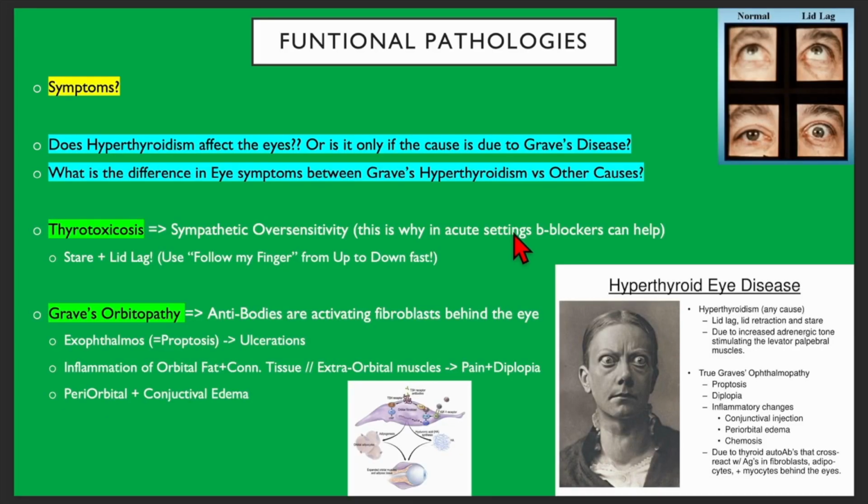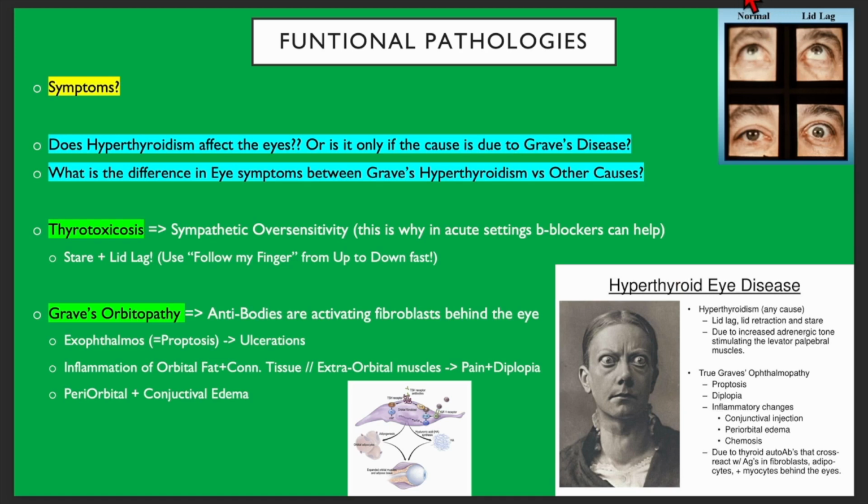Yeah, you're right. So in thyrotoxicosis, that's hyperthyroidism, we have sympathetic oversensitivity. This is why one of the treatments in the acute setting is to use beta blockers to remove this adrenergic sympathetic activity. And how it manifests is that the people stare at you, like you think they stare at you, and they have a lid lag. So how do you test the lid lag? You tell the patient, follow my finger.